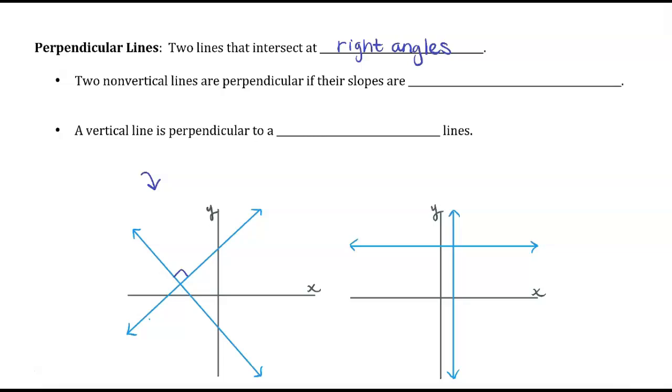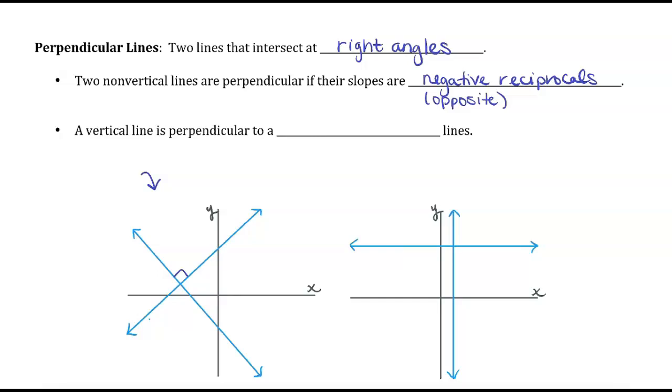More specifically, two non-vertical lines are perpendicular if their slopes are negative reciprocals. I also like to refer to them as opposite reciprocals. What we mean by this is that their signs are opposite. One is positive and one is negative. And reciprocal means that one is the other flipped over. One slope is the reciprocal of the other with the opposite sign.